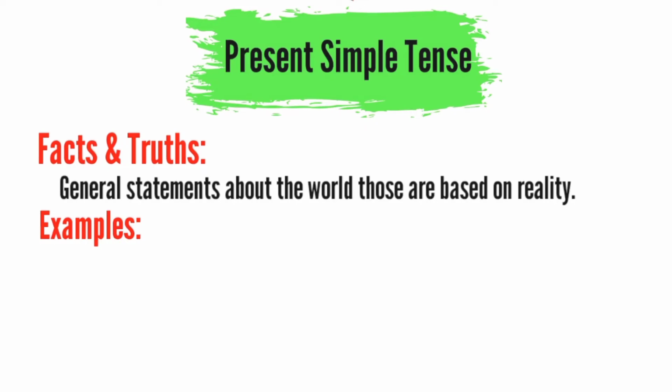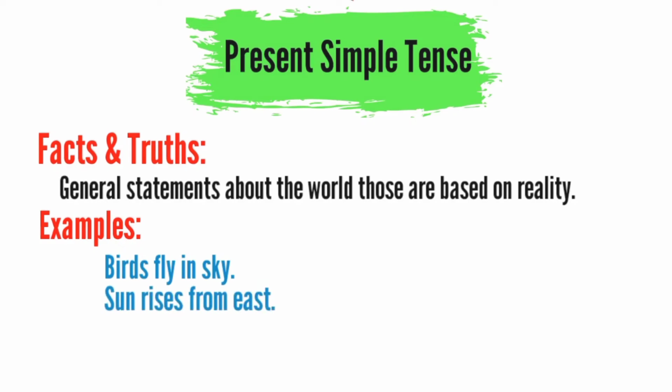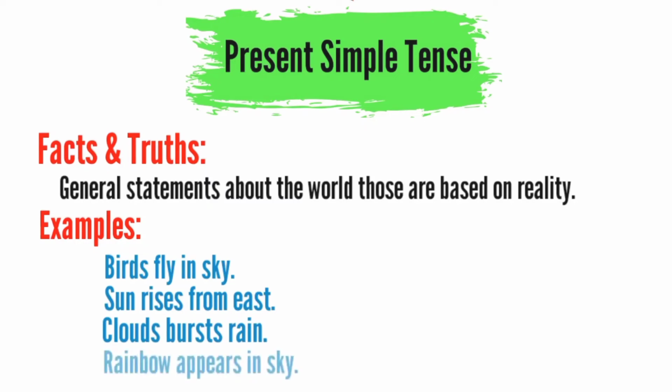The first example, birds fly in the sky. That is a natural truth. That is something which happens naturally. That is something which is known as a fact of the world. The second example, the sun rises from the east. The third example, clouds burst into rain. And the final example that I am giving you is, a rainbow appears in the sky. So these are the sentences that I am giving you.